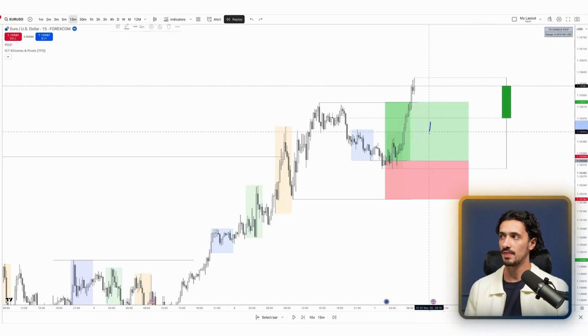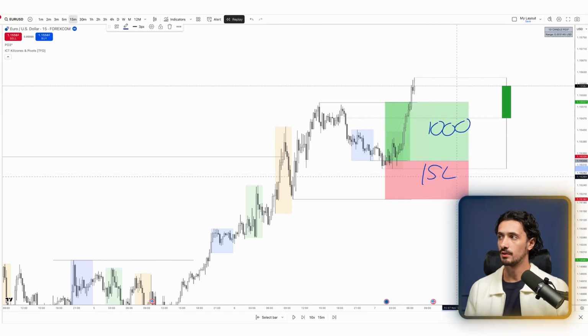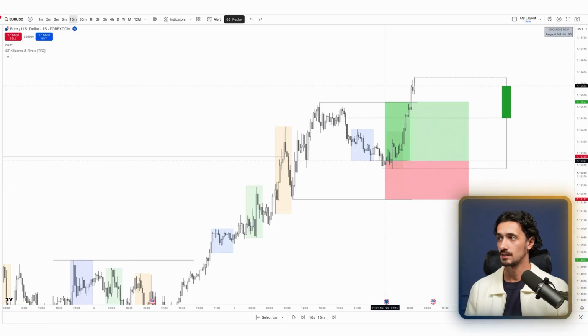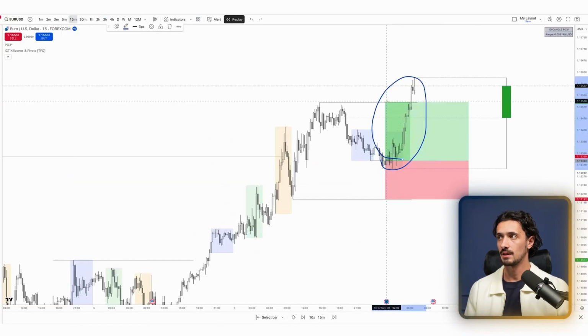So if I risk $1,000 on this trade, I will make $1,540. $540 of actual profit. Really, really, really not a good risk to reward, right? Still probably profitable, really not a great risk to reward.